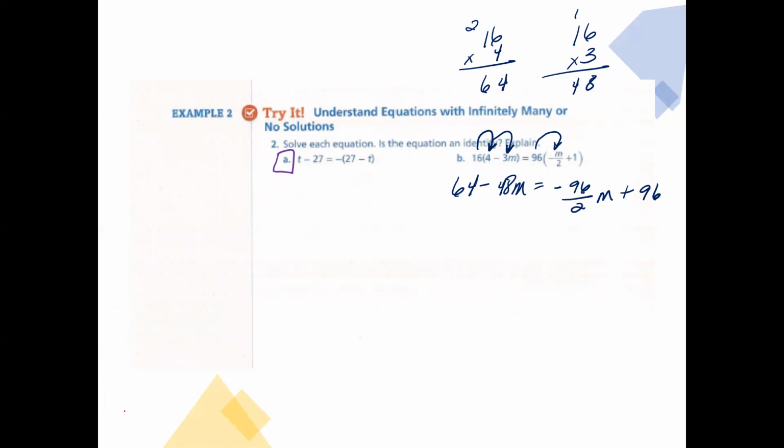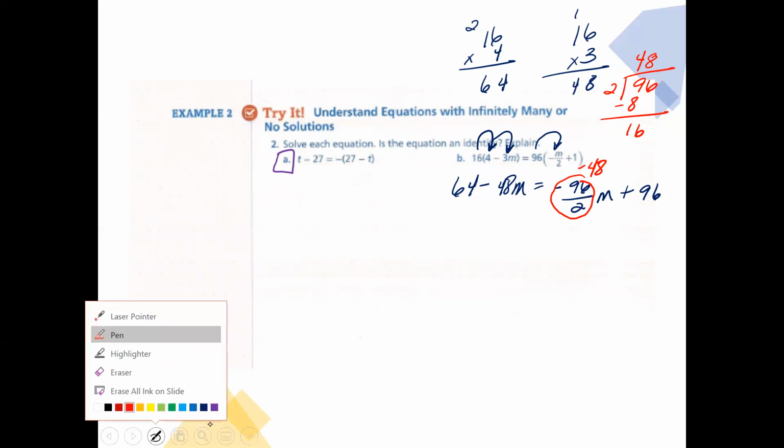Now, I want to reduce this a little bit, and I know that if I have a 96 divided by 2, I could do a 4, which gives me an 8. 2 times 8 is going to give me a 16. So I'm just going to replace this part right here as a negative 48M.